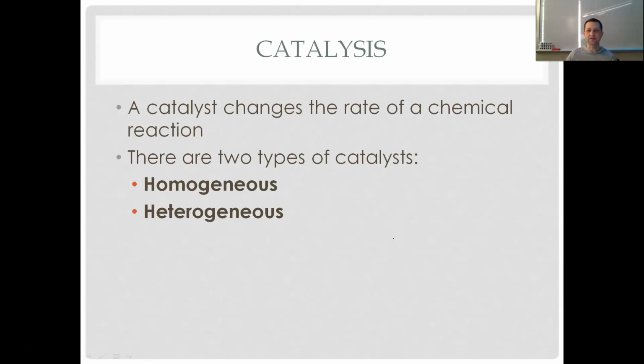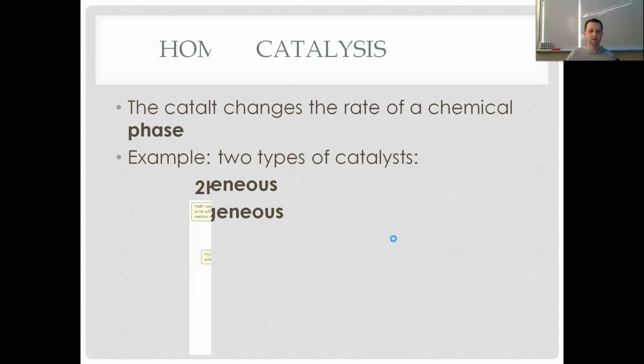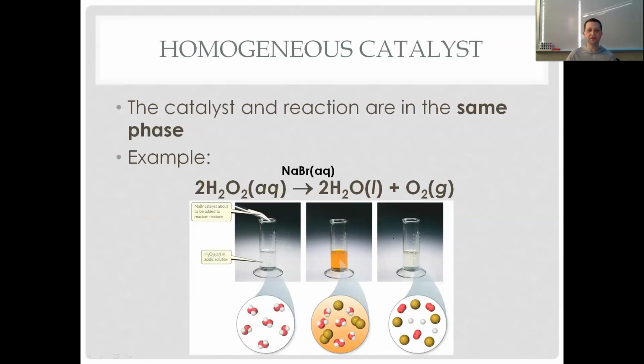You already know a catalyst changes the rate of a chemical reaction by lowering the activation energy, and we actually have two different types of catalysts. We have homogeneous and heterogeneous. So we're going to take a look at homogeneous catalyst first. And this is just a catalyst where the catalyst itself and the reaction are in the same phase. So you know what homogeneous means. This is the same thing.